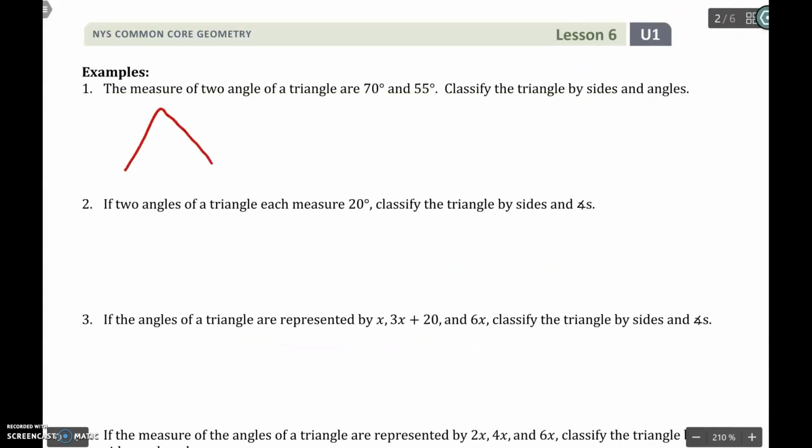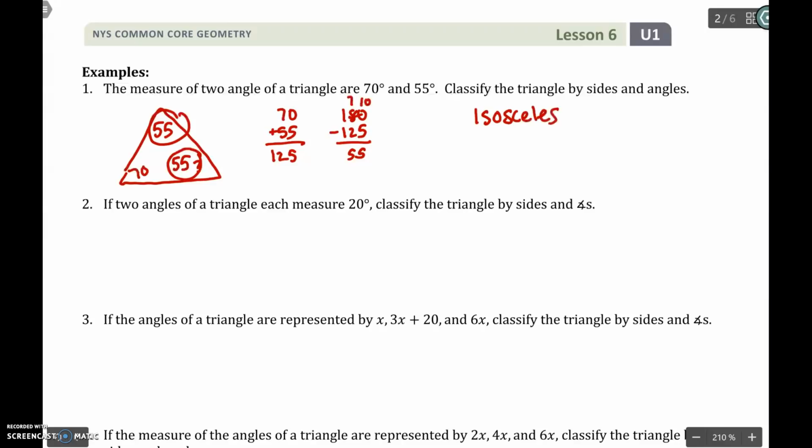So we have a triangle. It says the measures of 2 angles of a triangle are 70 and 55, and we want to find the classification, which means we need to know what that third angle is. So we can add them together and then subtract from 180, because the sum of the angles has to be 180, and we will get that this is also 55. Okay, so because we have 2 that are the same, this is isosceles. And because all 3 are less than 90, it is acute. So 2 congruent and all less than 90.